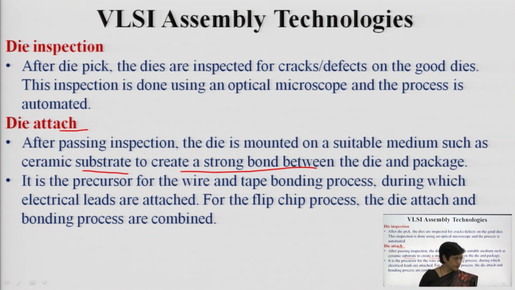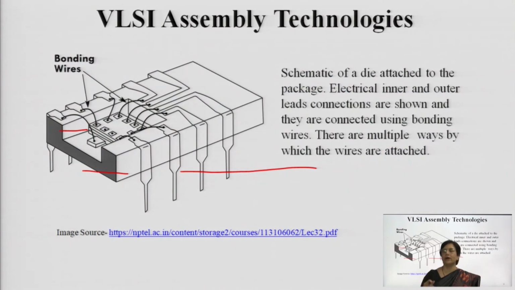For the flip chip process, the die attach and the bonding process are combined. Bonding is basically you establishing the contact. So this is the bonding process. These are the bonding wires.